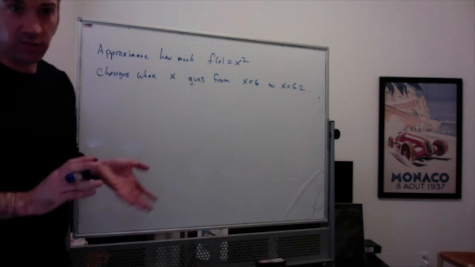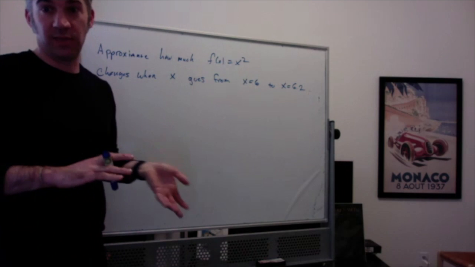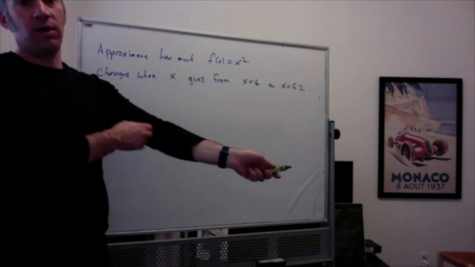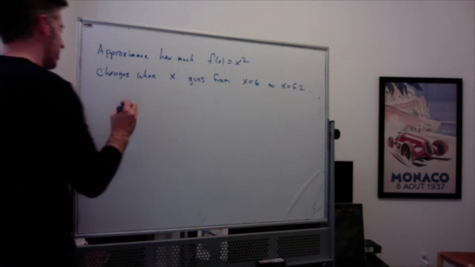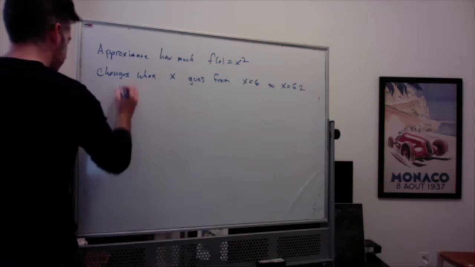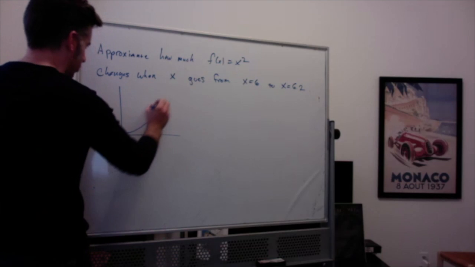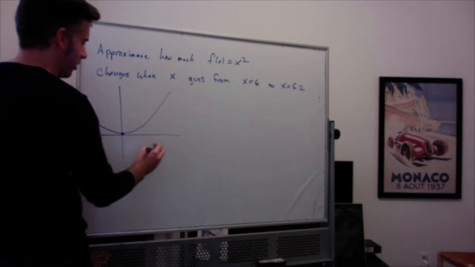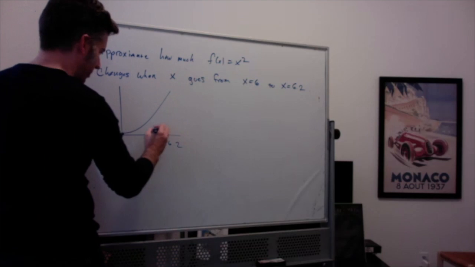We could actually do this, right? We could actually calculate 6.2 squared minus 6 squared and see what the actual change is. But I want to approximate it because it's easier. So here's what I know. In fact, let me draw a picture again. Right, here's our parabola, y equals x squared. And we're trying to go from 6 to 6.2.